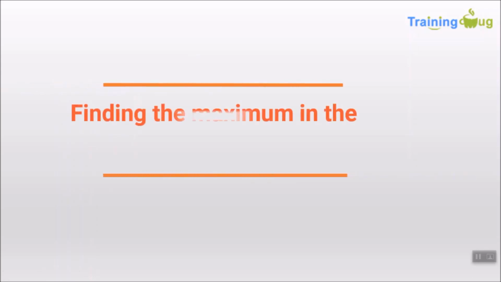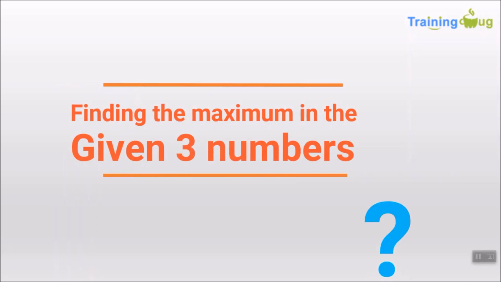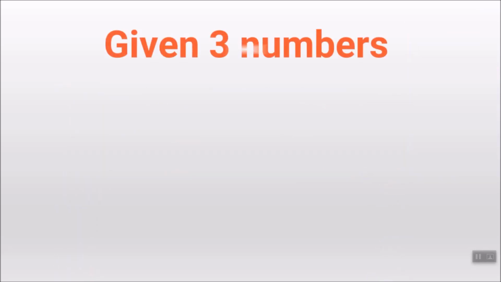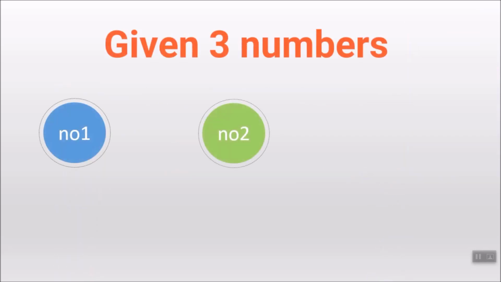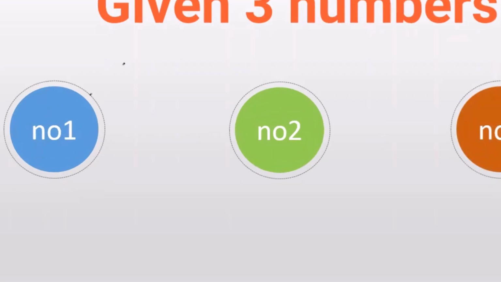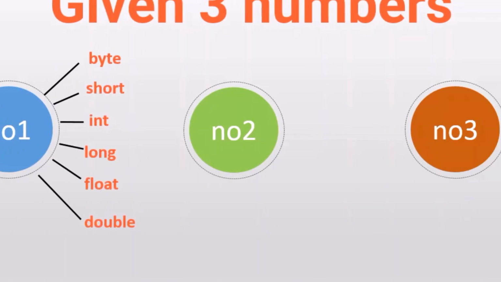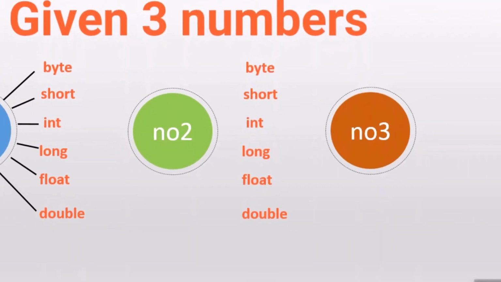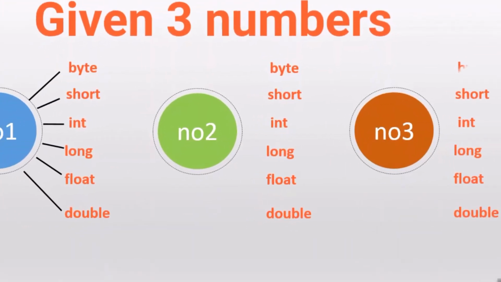In this session, we'll discuss a Java program to find out the maximum number in the given three numbers. Given three numbers, let us take them as number 1, number 2, number 3, because they did not mention any data type. So I'm taking number 1 can be byte, short, int, long, float or double. The same thing with number 2 and number 3. They could be of any data type.